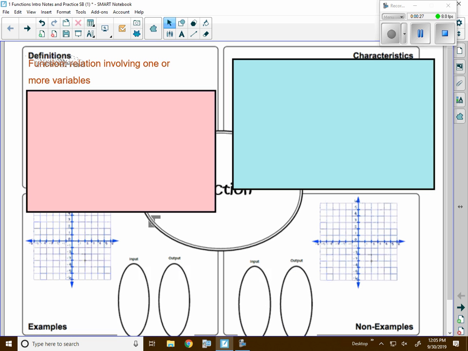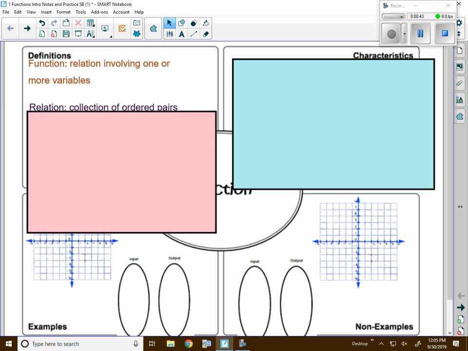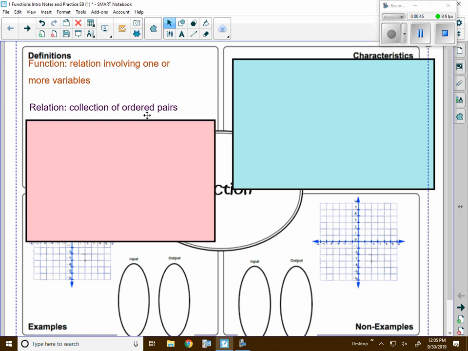A function is a relation involving one or more variables. So then the next question may be, well, what's a relation? A relation is a collection of ordered pairs.